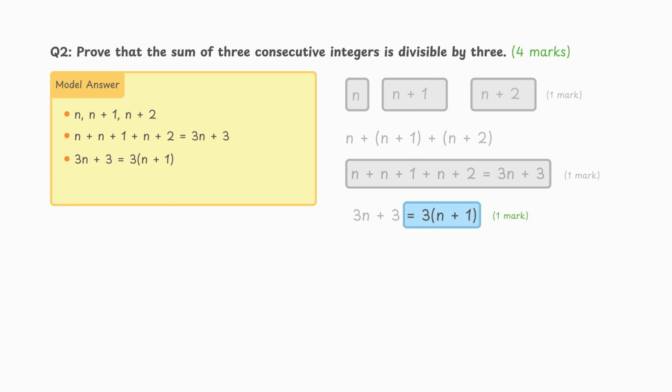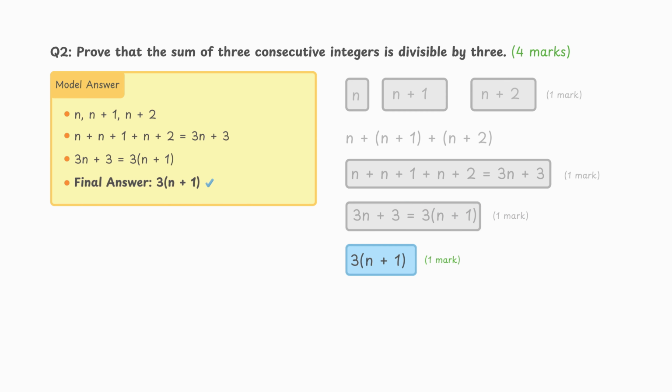Now step 4, conclude the proof. We have shown that the sum is equal to 3 multiplied by something. This means the result is always a multiple of 3. And if a number is a multiple of 3, it is divisible by 3. So we have proven the statement. This earns the final mark.